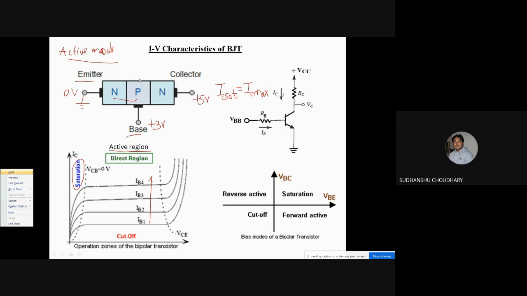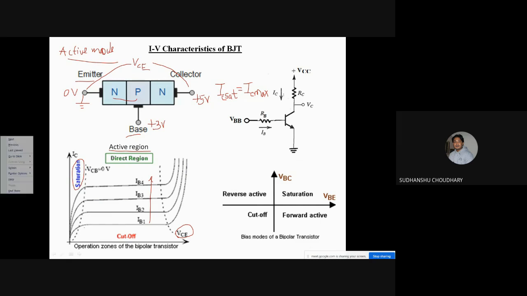Now we also understand that the collector to emitter voltage, VCE, is what is plotted on the x-axis of the IV characteristics. This is important for us. VCE is currently 5 minus 0, that is, plus 5 volt.